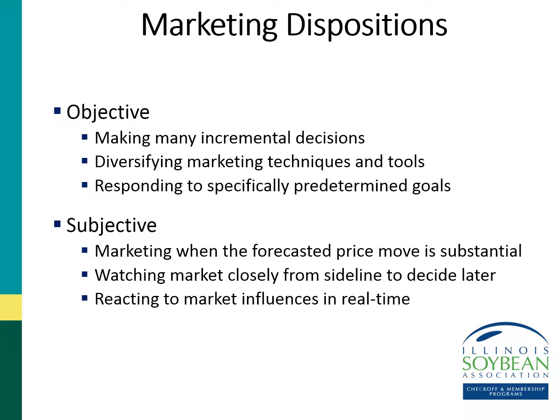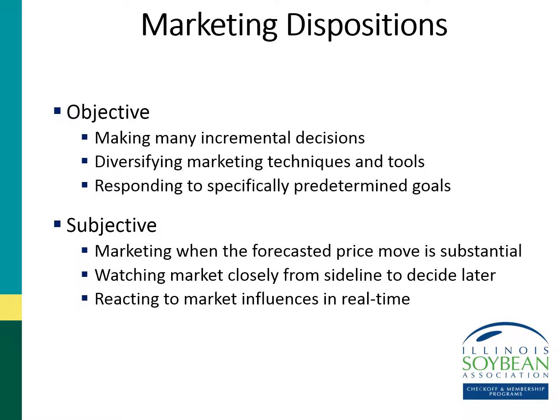But a marketing disposition that is objective is one that's systematic and planned, that is making many incremental decisions instead of very few. It is diversifying the number of marketing techniques and tools that you use. That's responding to specific predetermined goals, ones that you've thought about and planned for ahead of time. But that subjective disposition, and more have it than don't, is when you market or make sales when the forecasted price move is pretty substantial, like, I want to sell soybeans today because I think the price is going to drop by $1. That's also watching the market closely from the sideline and just deciding to decide later, or that's reacting to market influences in real time with no thought of it ahead of time.